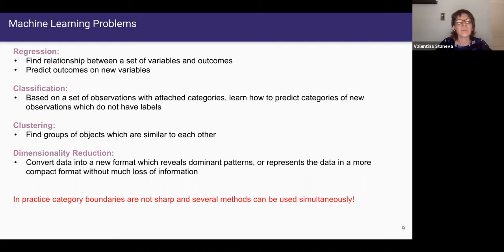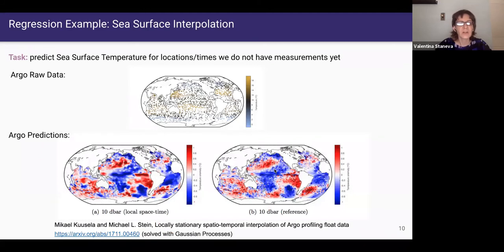And I've seen many times people start talking about their classification problem, but then their output is actually not a class. So it's important to think about. Okay, so let's look at one oceanography example from each of these categories, just for the sake of seeing some examples. So first, regression.